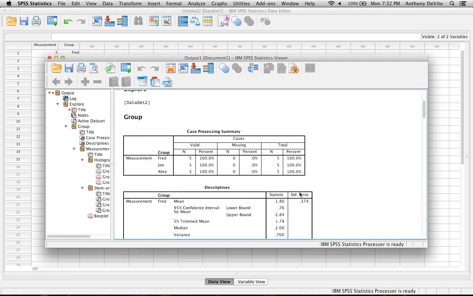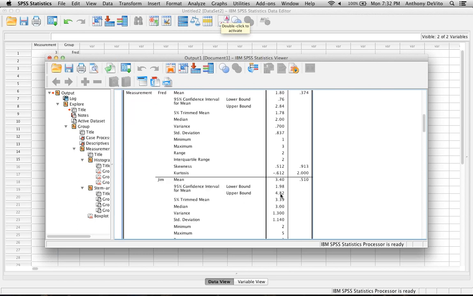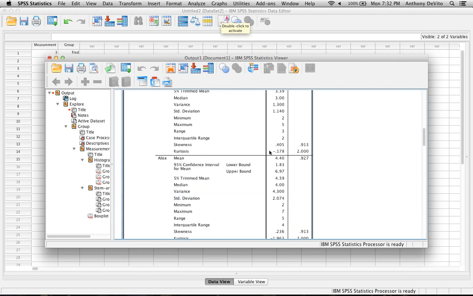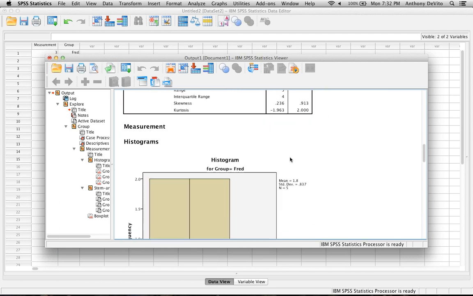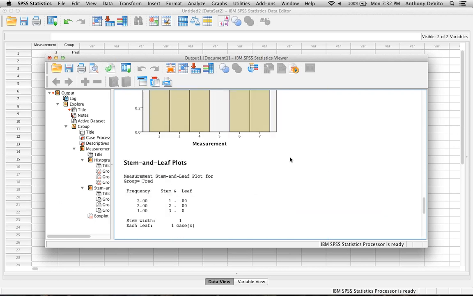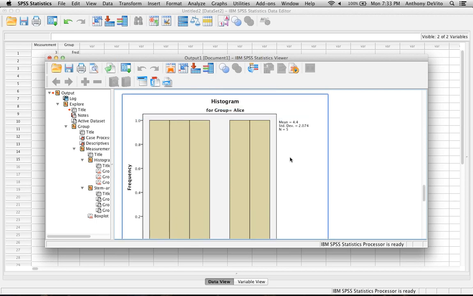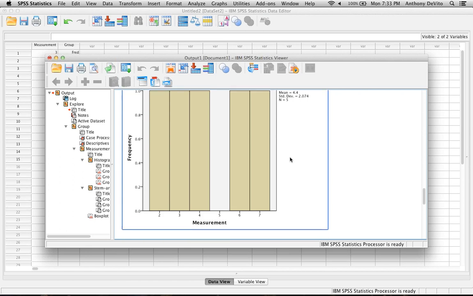So SPSS analyzes this for us. It says, okay, there are 5 values for each one of these groups, and so on. It finds the mean for Fred is 1.8, the mean for Jim is 3.4, the mean for Alice is 4.4. Familiar numbers, right? Same thing we got. Okay, it finds a standard deviation, gives us a histogram. Now, one of the caveats, one of the assumptions here is that these three groups are normally distributed. The populations that they're drawn from are normally distributed.